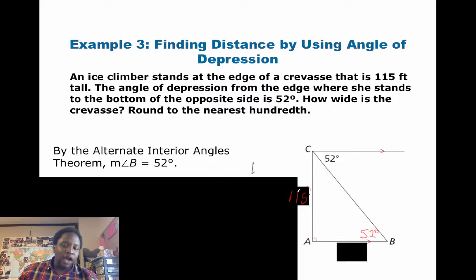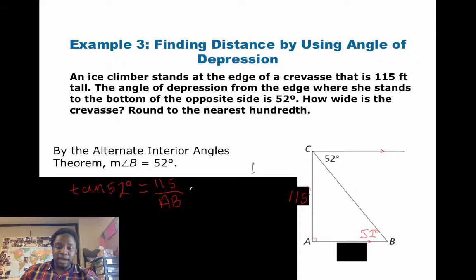And so we have the opposite side, we need the adjacent side. So we would do tangent of 52 degrees equals 115 over the length of AB.